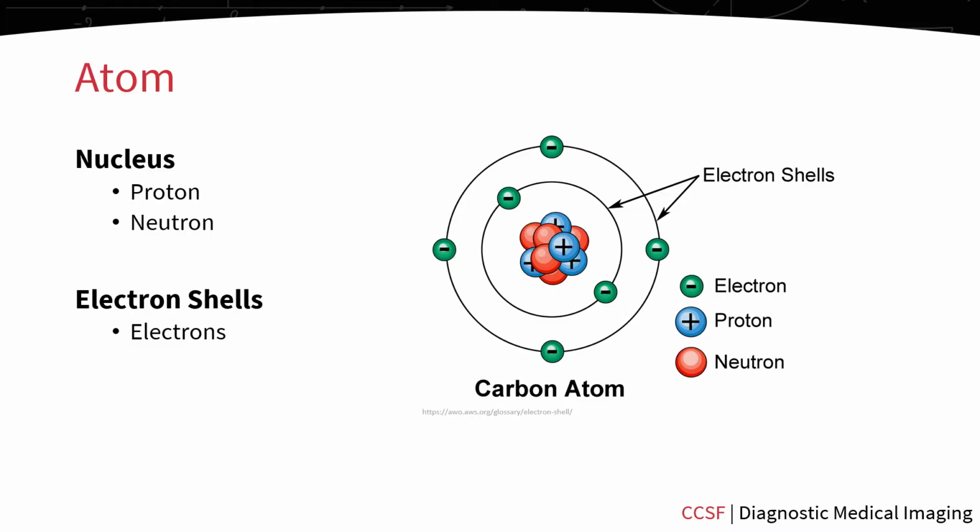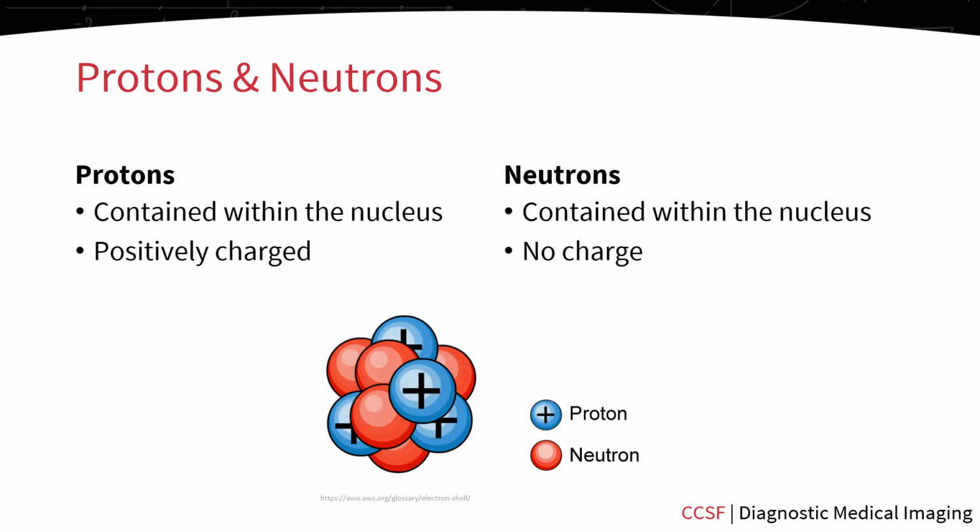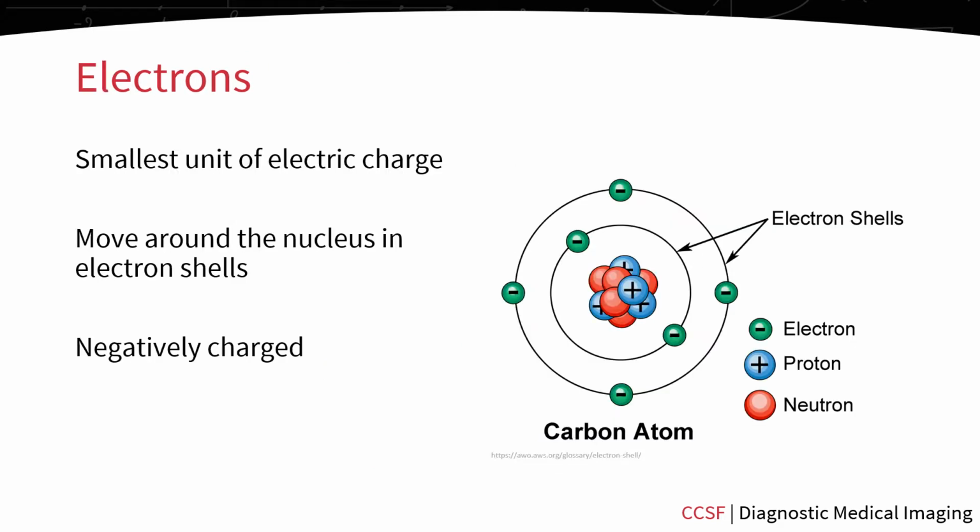To understand electricity, we need to understand the smallest basic unit of electricity, which is an electron inside of an atom. An atom is composed of two parts, the nucleus, which has the proton and neutron, and the electron shell, which has the electrons. Inside the nucleus again are the protons and neutrons. The protons are positively charged, and the neutrons have no charge. The electron in the electron shells is the smallest unit of electric charge, and it is negatively charged.